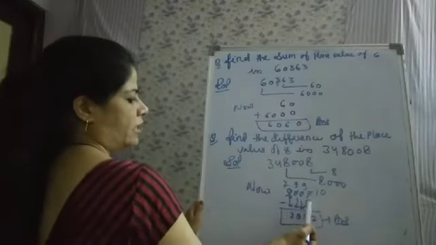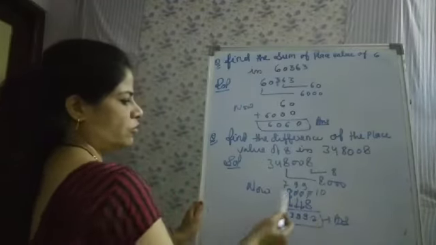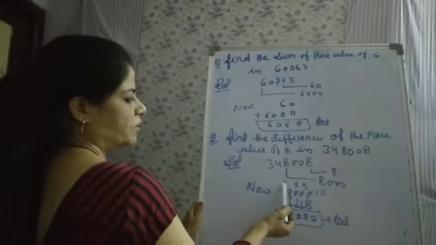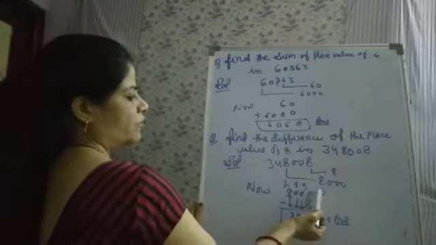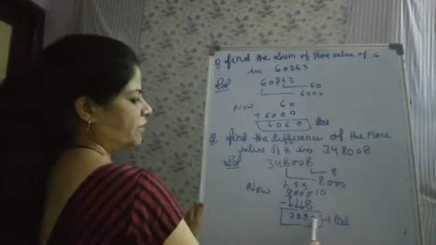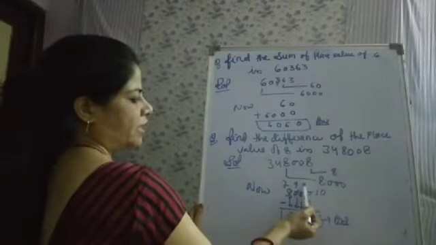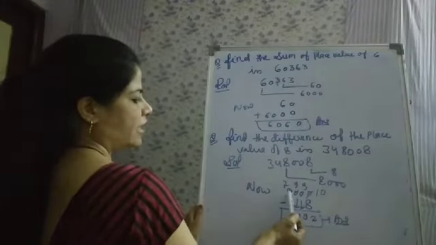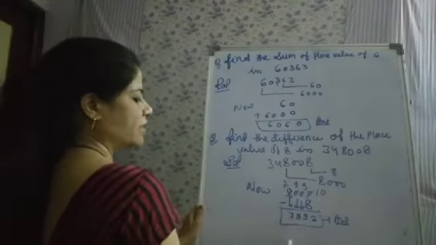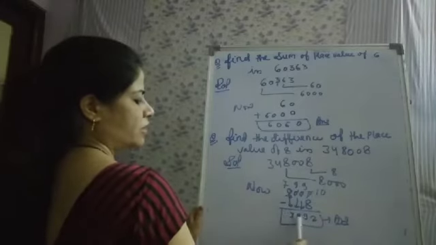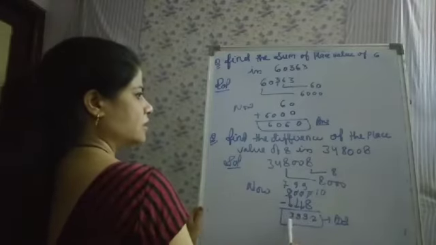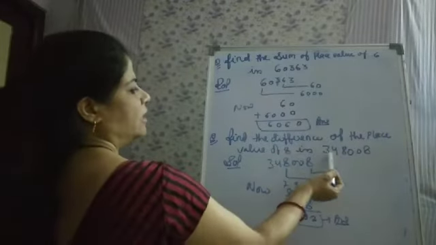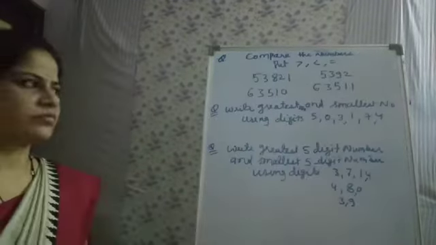Okay. Can you subtract 8 from 0? No. So you have to borrow from the 8. This 8 will be 7 and this 0 will be 10. 10 minus 8 will be 2. Then this 0 will be 9. Write 9 as it is. Then 9 as it is and this 8 will be 7. So write 7 as it is. What will you get? 7,992. This is the difference between the place value of 8 in 3,48,008.